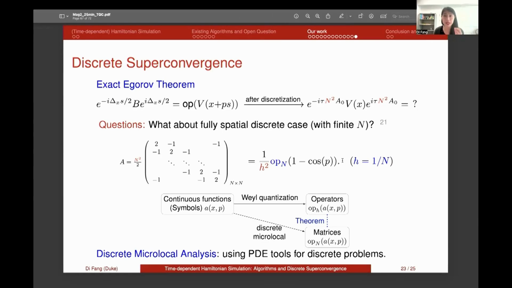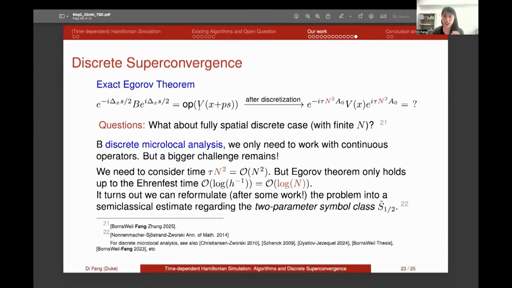So this is the first thing, but this is only a tiny step. It doesn't resolve the main difficulty. The actual main difficulty here is that after discretization, the exact Egorov theorem no longer holds. We can still utilize a so-called approximate Egorov theorem. However, in the mathematical analysis literature, the approximate Egorov theorem only holds up to the so-called Ehrenfest time, which is of the order log of n.